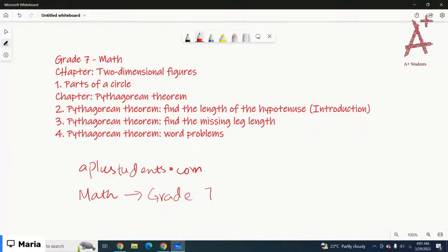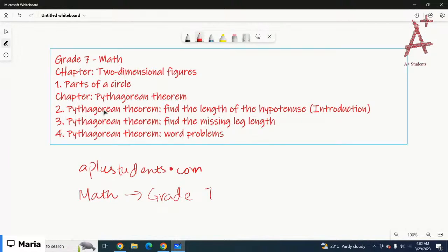We're going to start with the chapter two-dimensional figures. The lesson we're going to cover today is parts of a circle. Then we'll start the new chapter, Pythagorean theorem. The lessons are Pythagorean theorem, find the length of the hypotenuse, introduction; Pythagorean theorem, find the missing leg length; and Pythagorean theorem word problems. Let's start with the first lesson, from two-dimensional figures, parts of a circle.